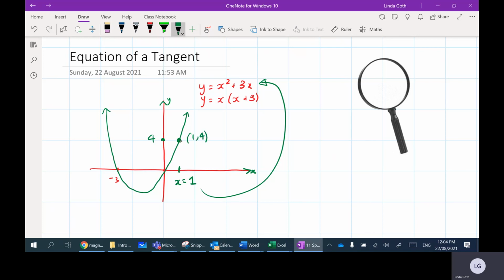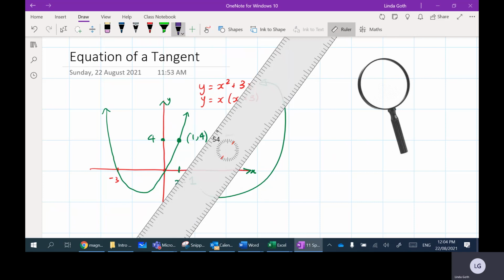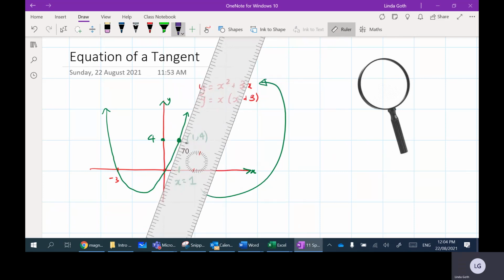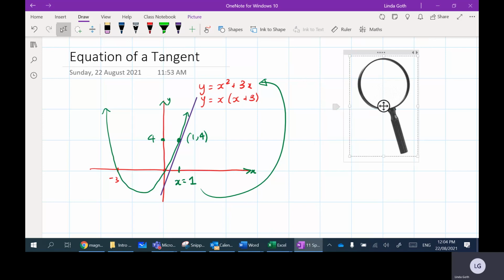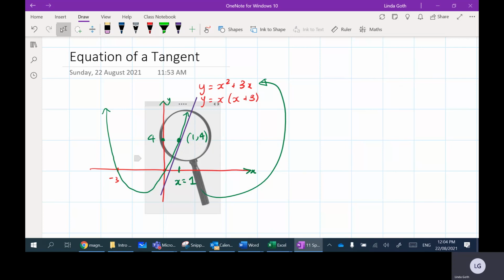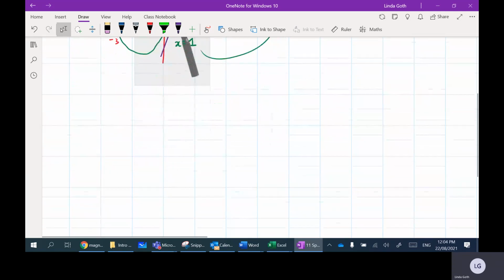So let's say I would like to find the gradient of the tangent at that point. I'm thinking about the idea of getting my ruler and being able to draw a tangent at this point here, and I want to find the gradient of that straight line. How am I going to do it? Well, I'm going to get my handy little magnifying glass here, and I'm going to have a look a little bit closer at what's happening around this point here. So I'm going to draw it again, but I'm going to exaggerate things because I'm going to imagine that I've got my magnifying glass on it.